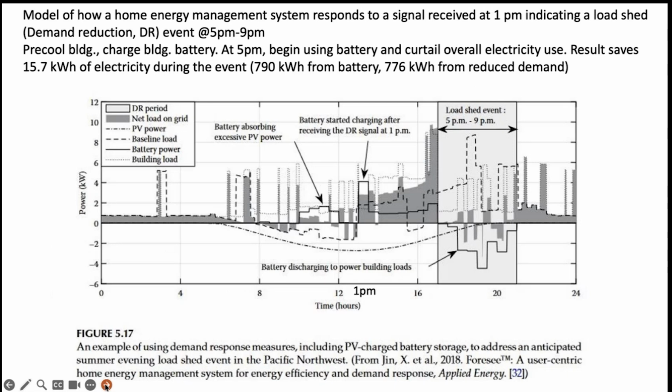So here's a model of how a home energy management system could respond to a signal received at 1 p.m. indicating a load shedding event, a demand reduction event that's going to happen between 5 and 9 that night. So the computer could pre-cool the building, charge the building battery, at 5 p.m. begin using the battery and curtail overall electricity use. And then you can save that much electricity during the event. And this is something computers can handle. So we'll be seeing more of this in the future.